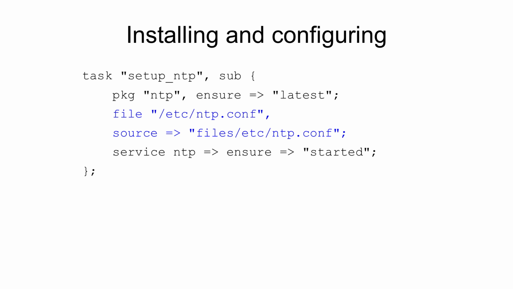The lines in blue there are new. So putting a little bit more into this, I can say, go away and make sure it's the latest, then copy in this configuration file from my local computer. There's a file command which does all sorts of stuff, and I'll give a few more examples of the file command shortly. The file command in this instance will take the ntp.conf file from my local computer, copy it to the remote computer to that location, and then again ensure that the service is started.